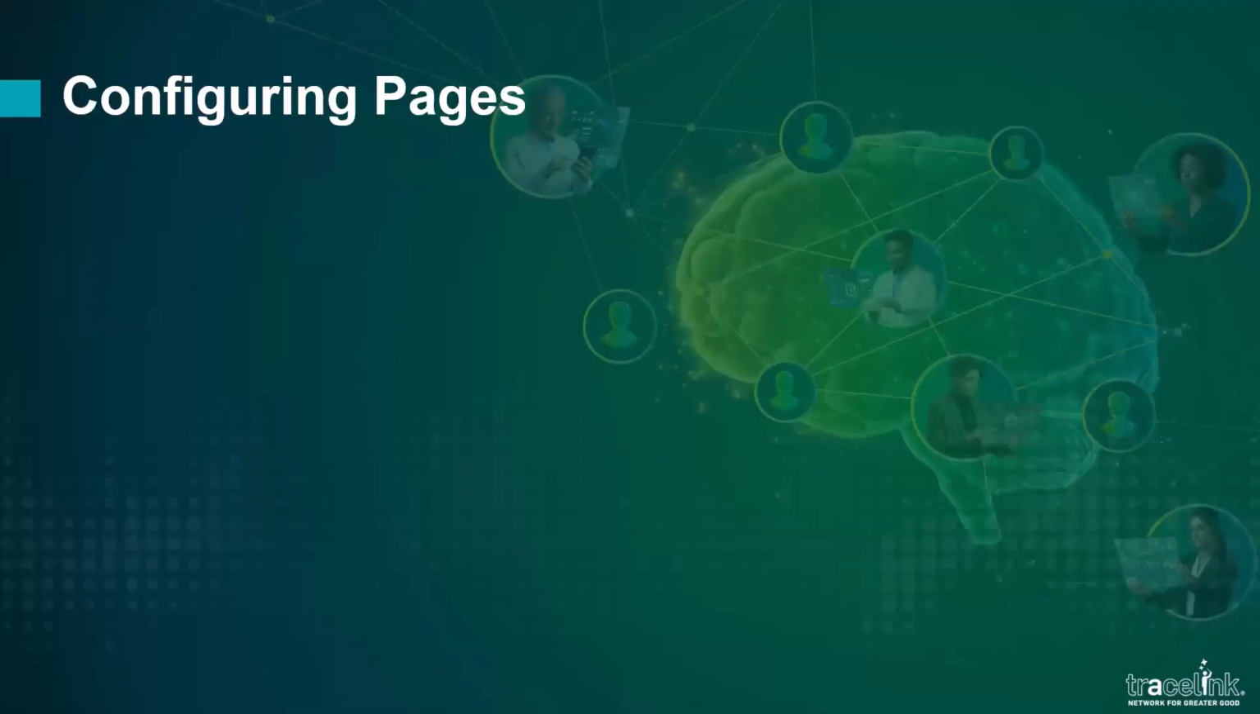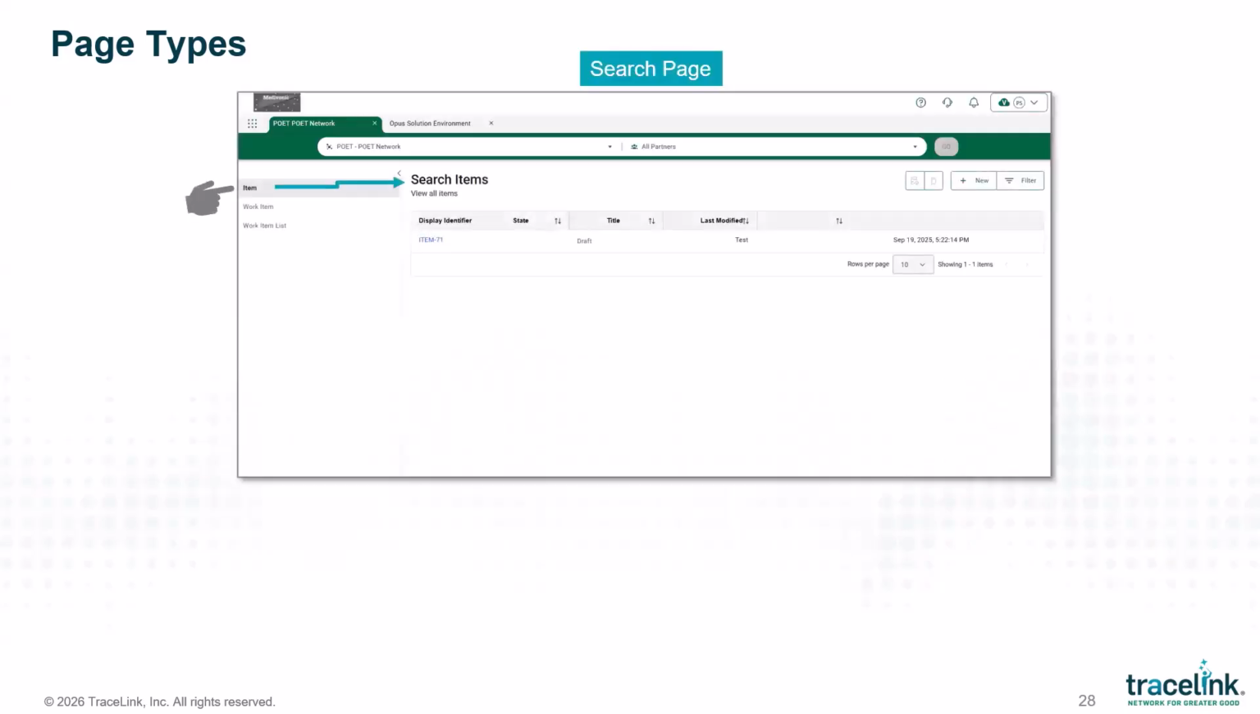Now on to configuring pages. There are 3 page types: search page, view edit page, and new page. For the search page, the solution designer defines which of the fields from the business object are to be presented in the search results table via drag and drop. Once this is done, the search page knows that clicking on the item field takes the user to the view edit page.